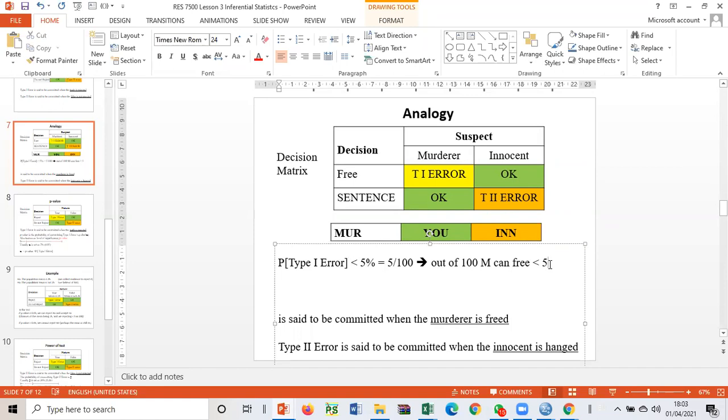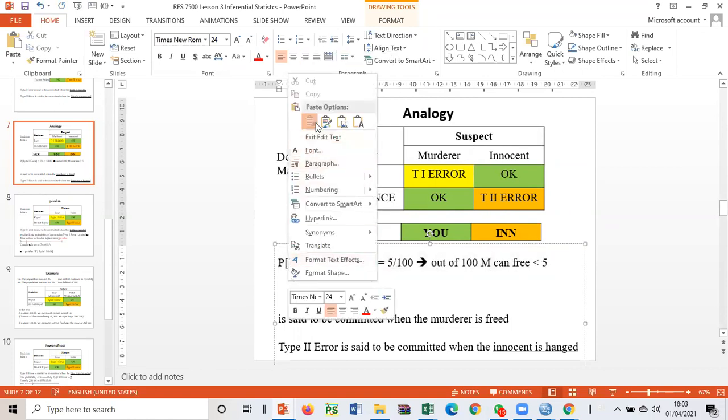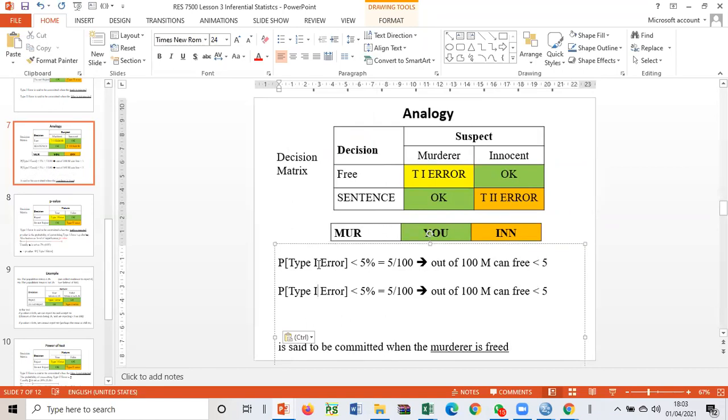Class agreed? Right. Type 2 error 20% means what? Out of 100 innocent people, 20 can be hanged. Out of every 100 innocent, you can hang only about 20. Don't hang too many. Hang too many, time will come, nobody to hang. So by analogy, this is what it means. That means that this is taken more serious compared to this.